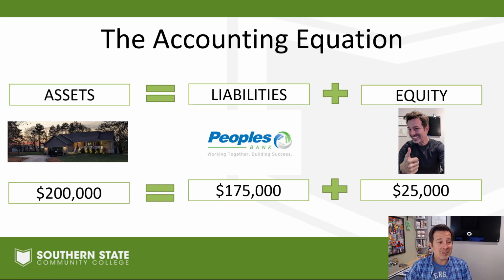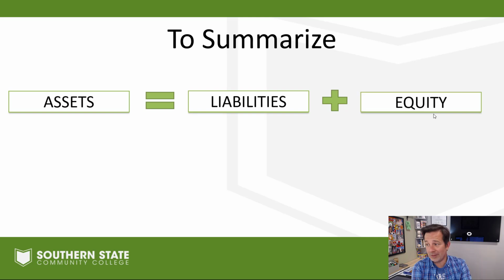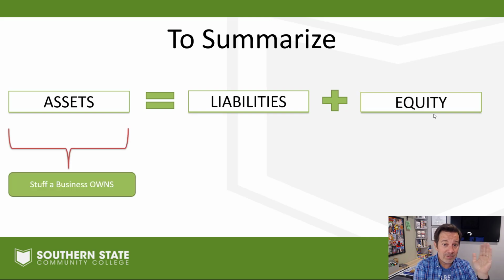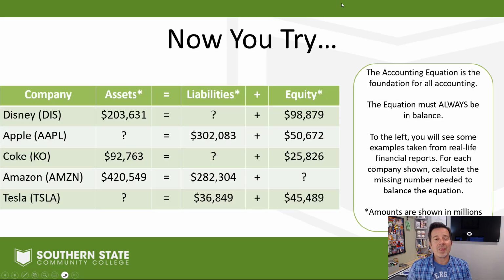To summarize, what's the accounting equation? Do you remember it? Go ahead and say it. Now, I'm not going to judge you. Nobody at your house is going to judge you if you go ahead and say it. Assets equal liabilities plus equity. Stuff the business owns is equal to who has a claim to it, a creditor or an owner. So, the accounting equation always has to be in balance, all right?